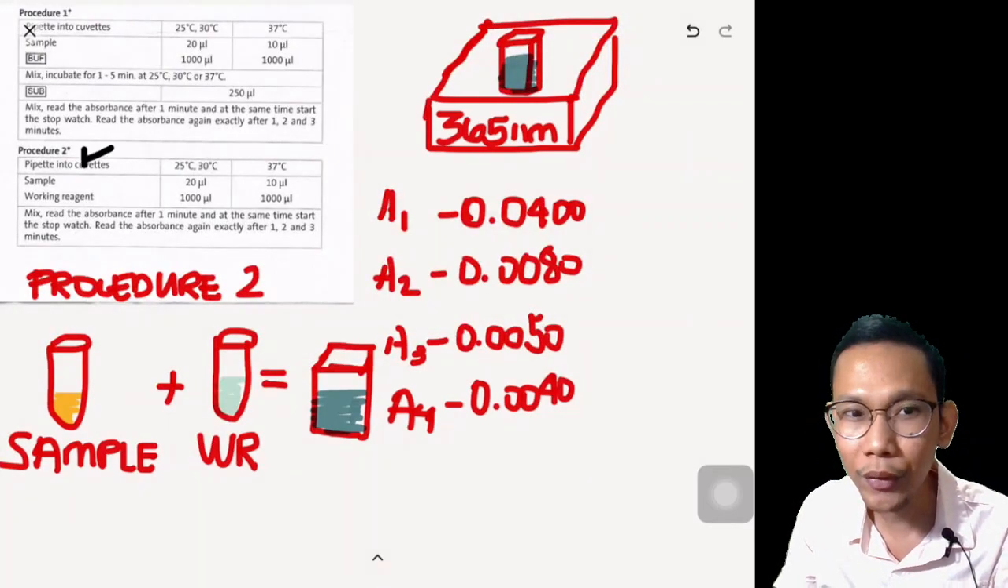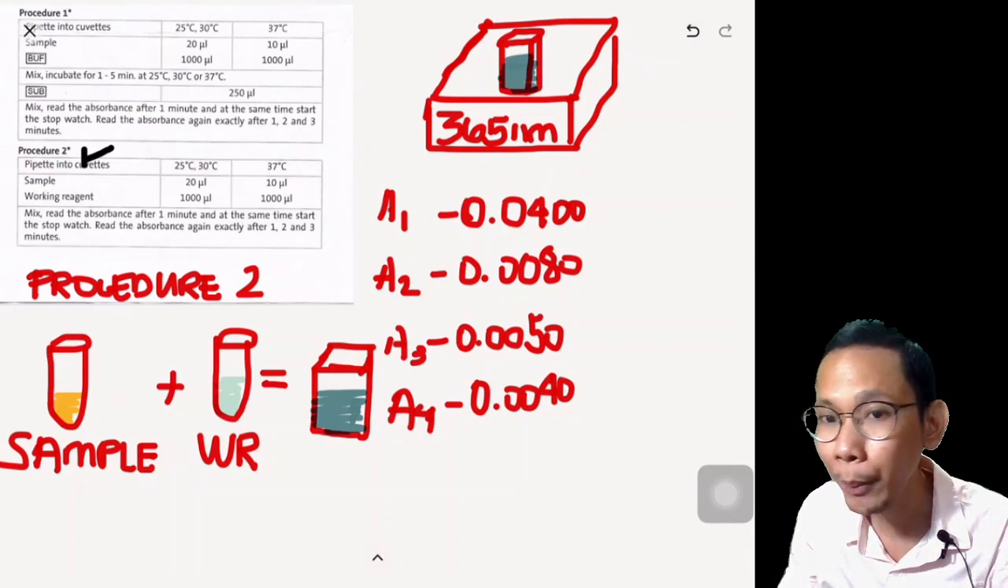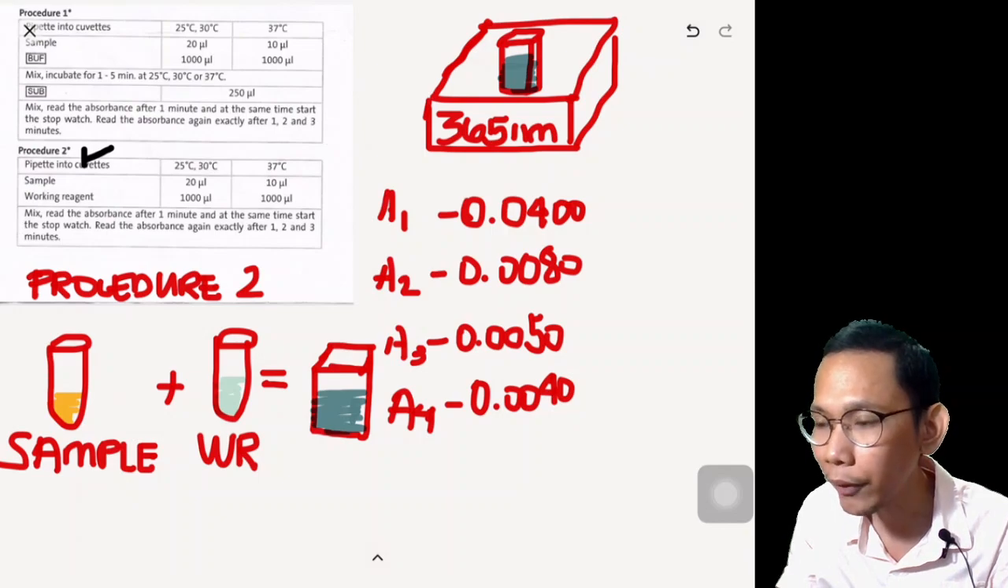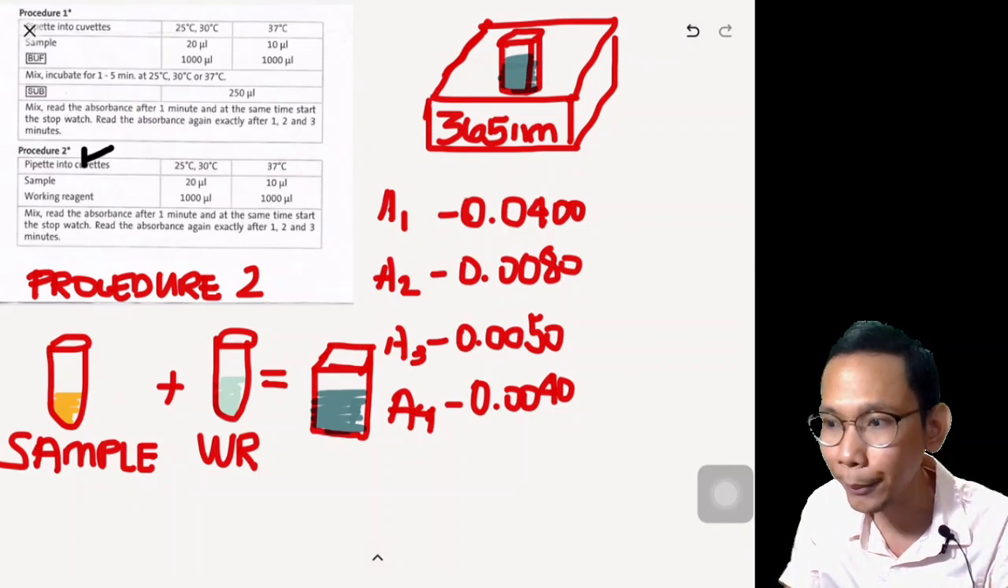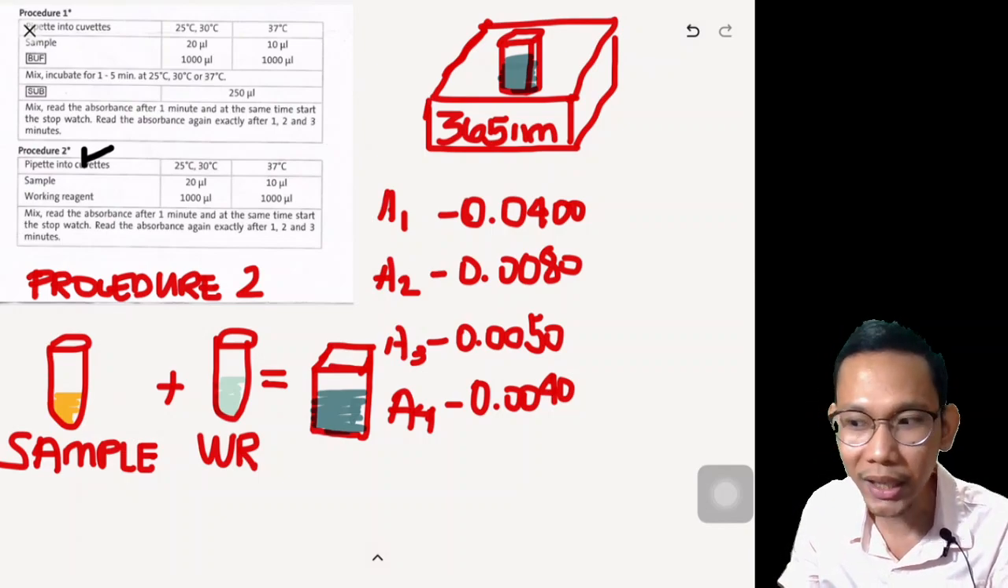Let's review procedure 1. In procedure 1, it's simple. Sample, which is 20 UL, plus buffer. You just add 1,000 UL of buffer, depending on the room temp. If we used room temp, 20 UL sample, 1,000 UL buffer, then mix and incubate for 1 to 5 minutes. Then you add substrate, 250 UL. Then you mix and read the absorbance. Procedure 1 is simple because you no longer prepare a working reagent.